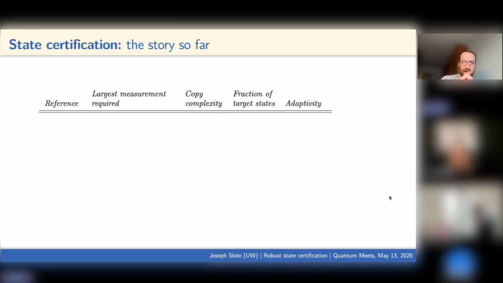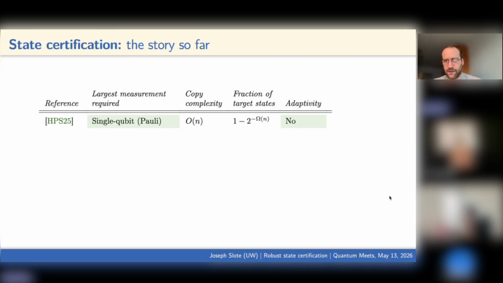So okay, I described this basic protocol, and so let's talk about how the performance is. This is HPS 25. It uses single-qubit measurements. Its copy complexity is order n, and you can ask, for what states psi does it work? It actually does not work for all states, but it works for almost all states, in the sense that if you take a Haar random state and ask, does it work? It works with exponentially good probability. And it's also non-adaptive, which is a nice thing for practice.